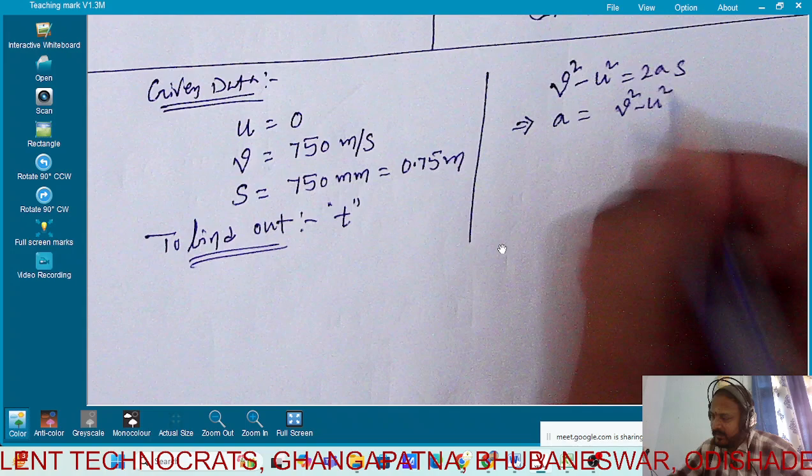With that much acceleration, our main idea is to find out what is the t here. So which equation are you going to use? V is equal to u plus at. So t is equal to how much? V minus u by a. V is how much? 750. Initial velocity is 0. Acceleration is how much? 375,000.